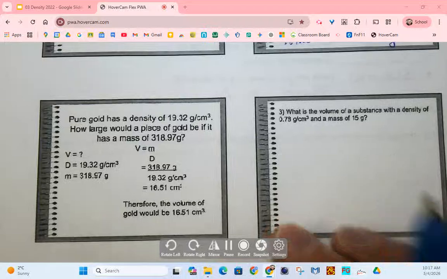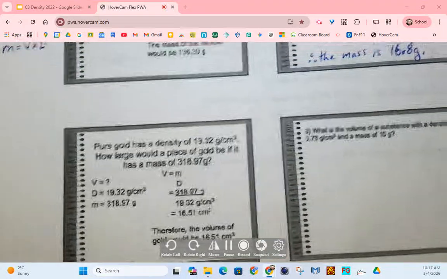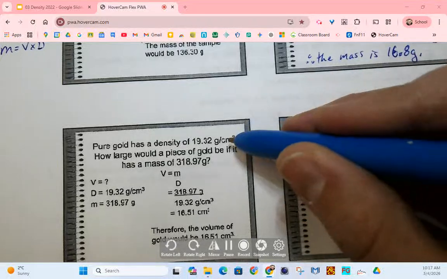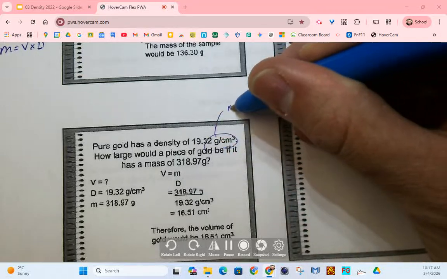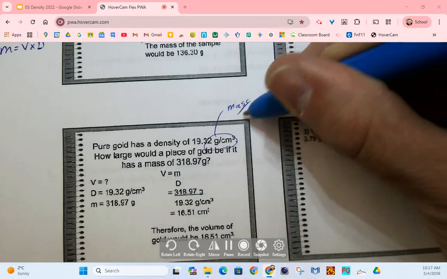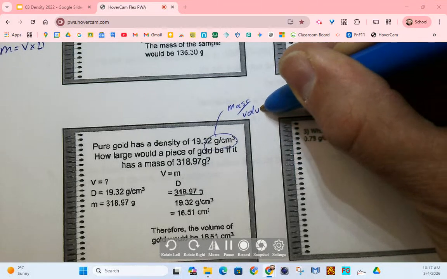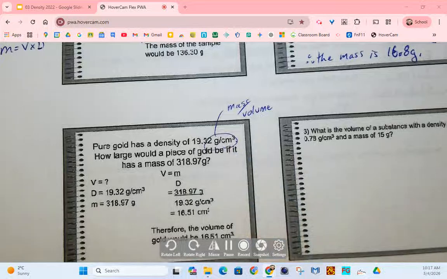Down here, again, we got pure gold, 19.3 grams per centimeter cubed. Again, this lets me know that we've got a mass over a volume. So even if they didn't tell us that it was a density, the units told the story. How large would a piece of gold be if it has a mass of 318.97 grams? Now in this one, we're trying to find the volume.